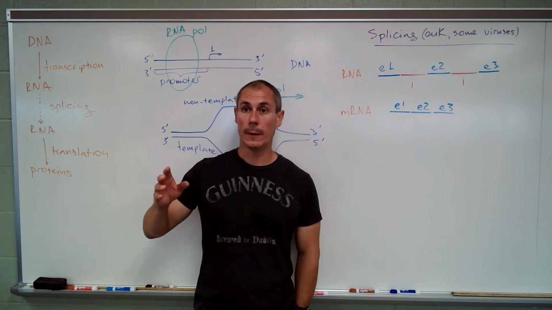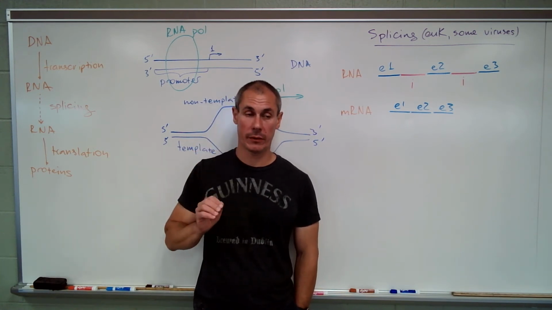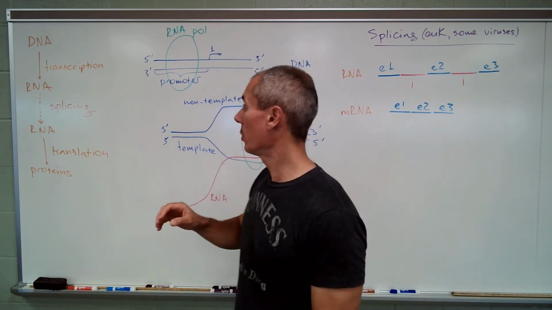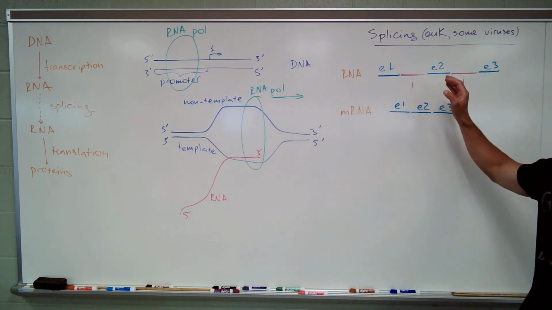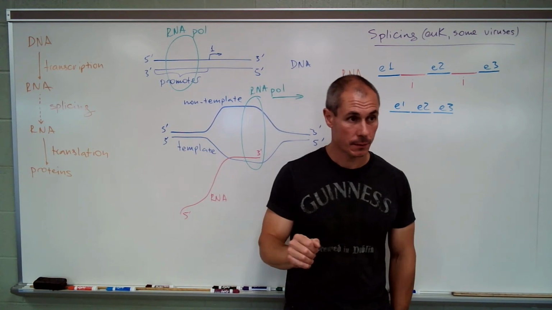So, I want you to notice one really important thing. In eukaryotes, transcription and splicing happen in the nucleus. Does that make sense?